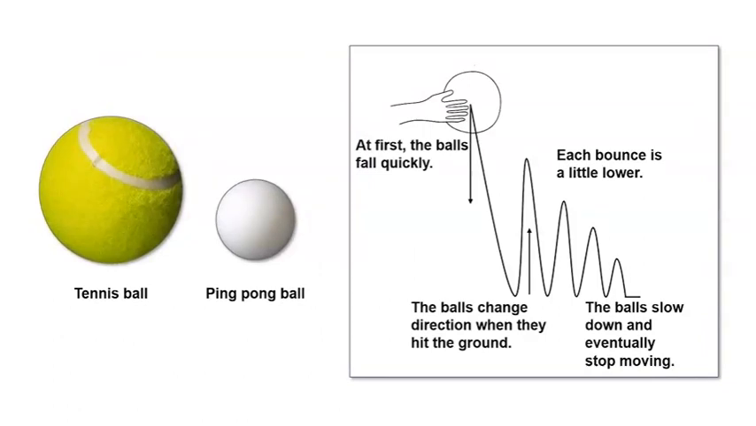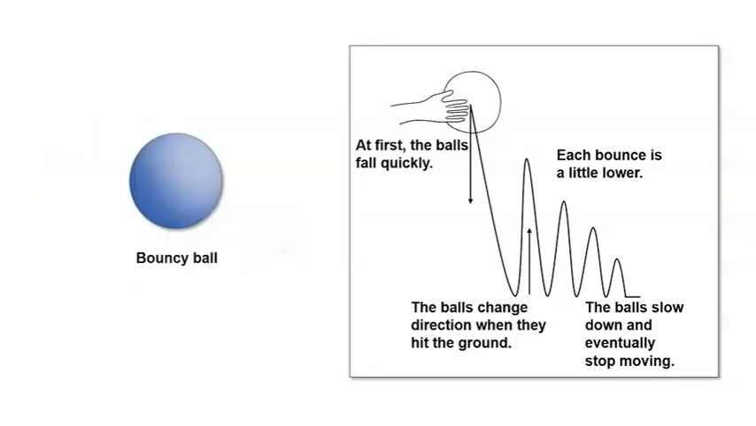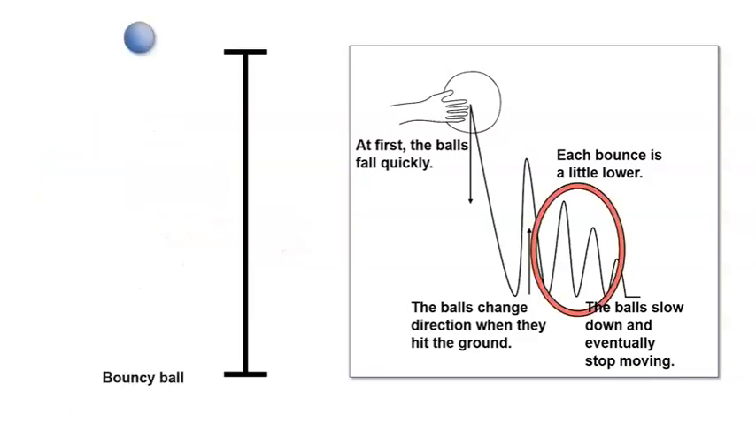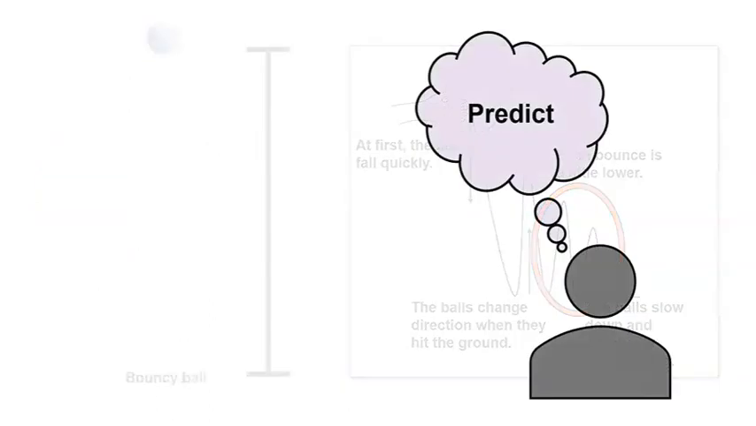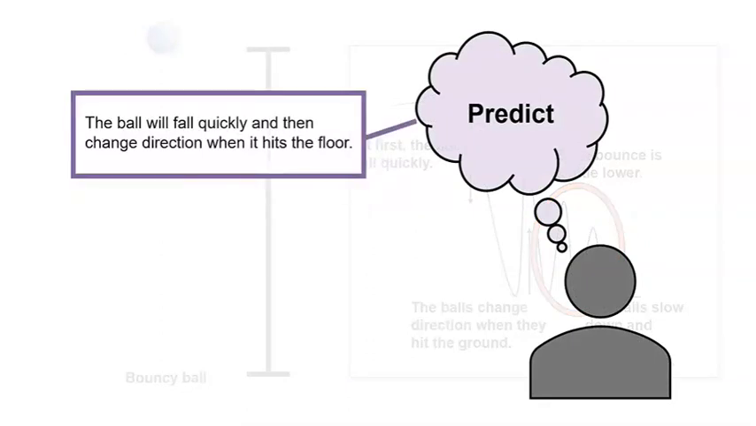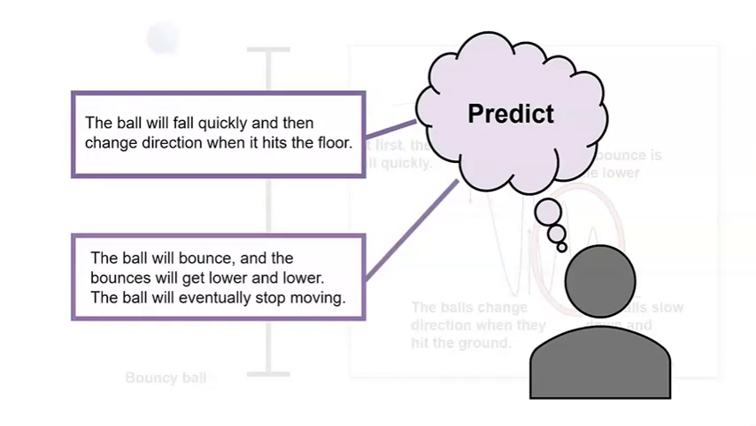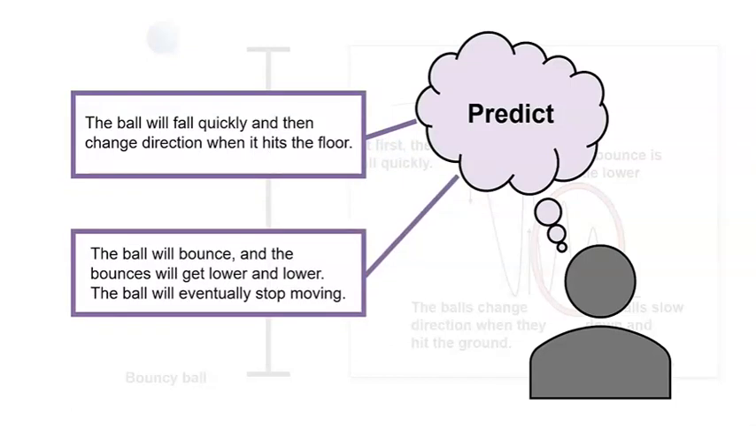Do you think our sketch can help us predict the motion of another ball? What about this bouncy ball? If I drop the bouncy ball, how do you predict it will move? Perhaps the ball will fall quickly and then change direction when it hits the floor. Or maybe the balls will bounce and the bounces will get lower and lower. The ball will eventually stop moving. Hey, we just predicted the bouncy ball's motion. How are we able to predict the ball's motion without observing it?